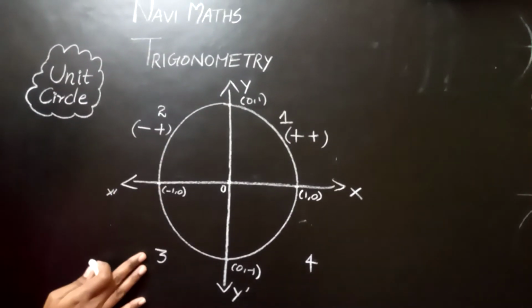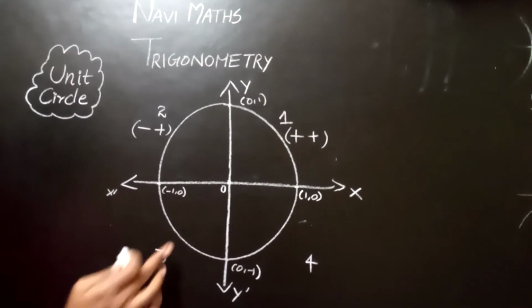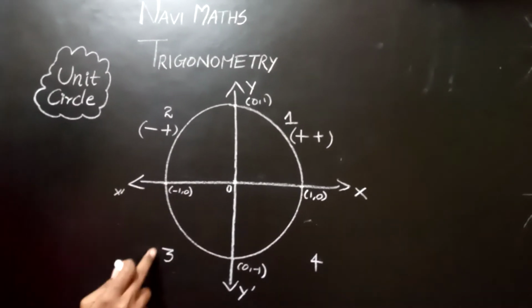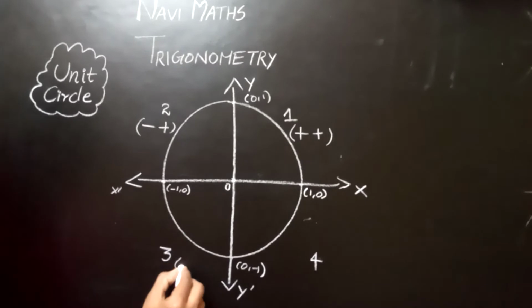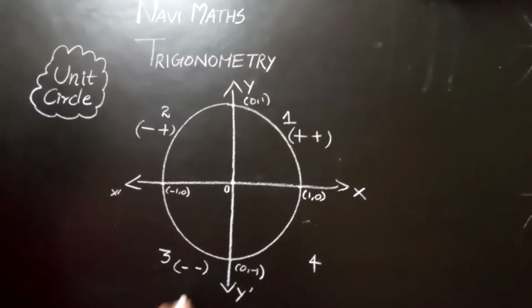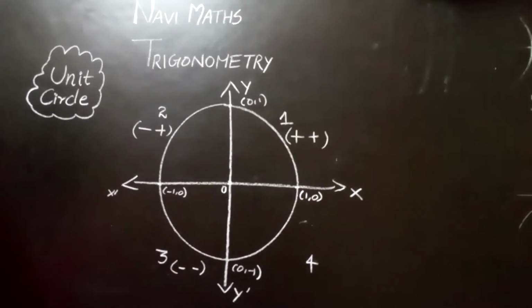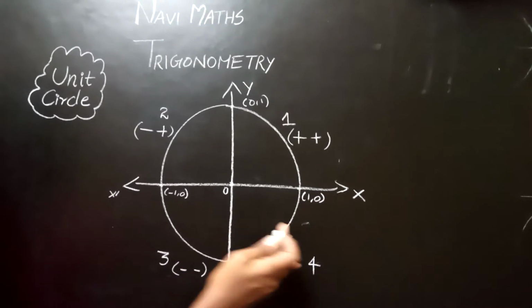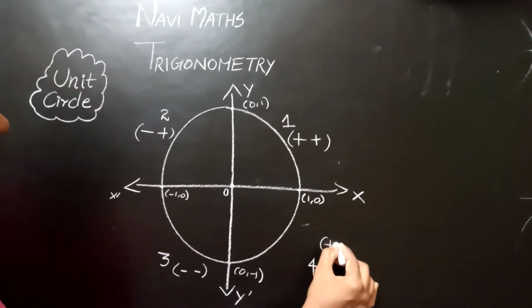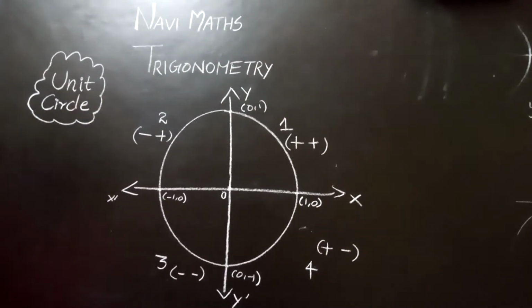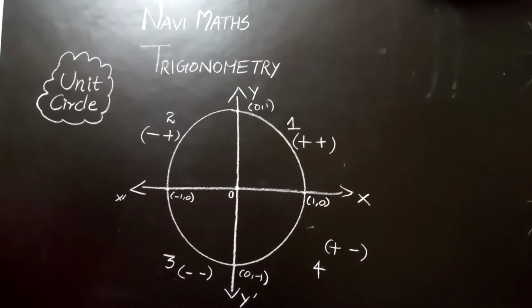And when it comes to the third one, x is also minus, y is also minus. So the third quadrant is minus, minus. Now the fourth quadrant, x will be positive, y will be negative. So we should say plus, minus. So these are all the signs for the particular quadrant.